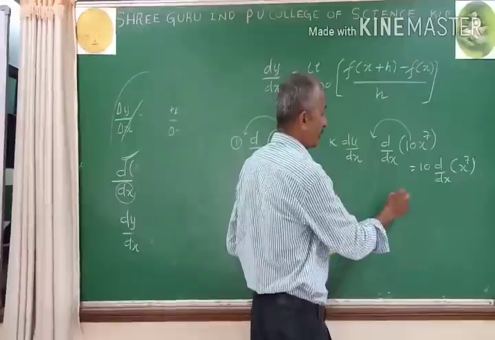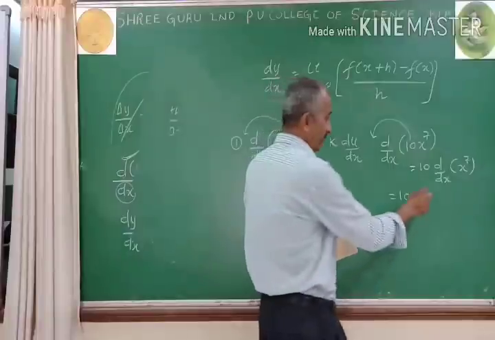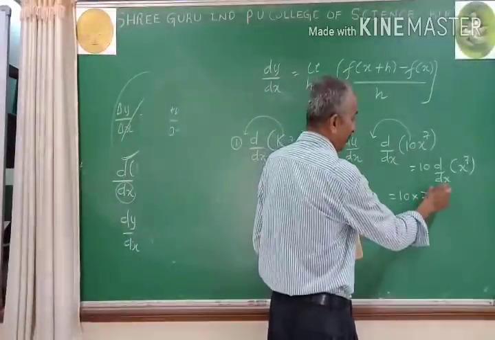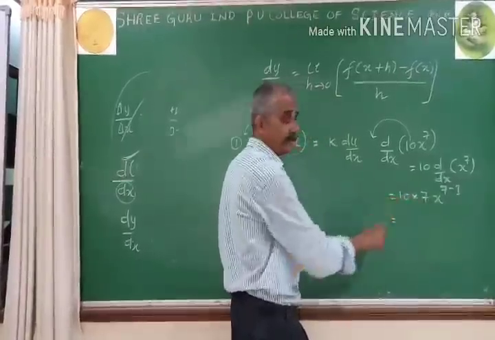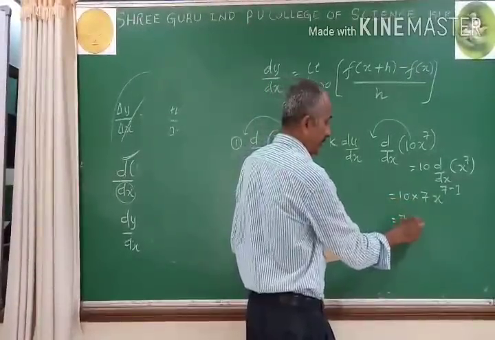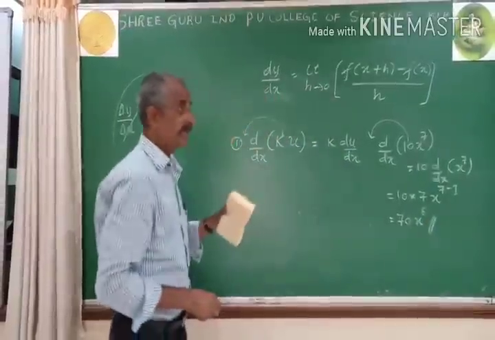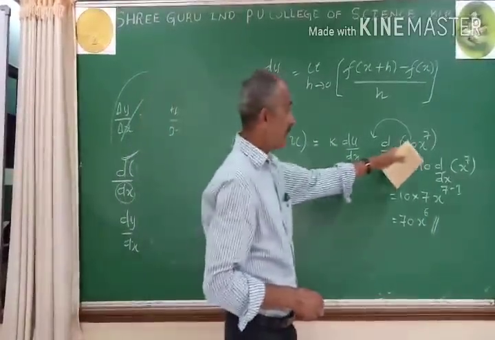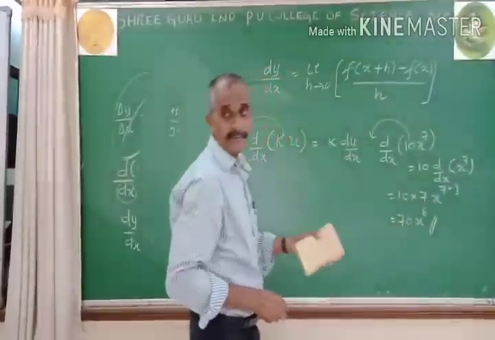So using that formula now, 10 into, so here n means 7, 7 into x power 7 minus 1. But 7 into 10 is 70 into x power 6. Here, what you have to keep in mind is that the constant should be kept outside, but not the function which is undergoing the derivative.